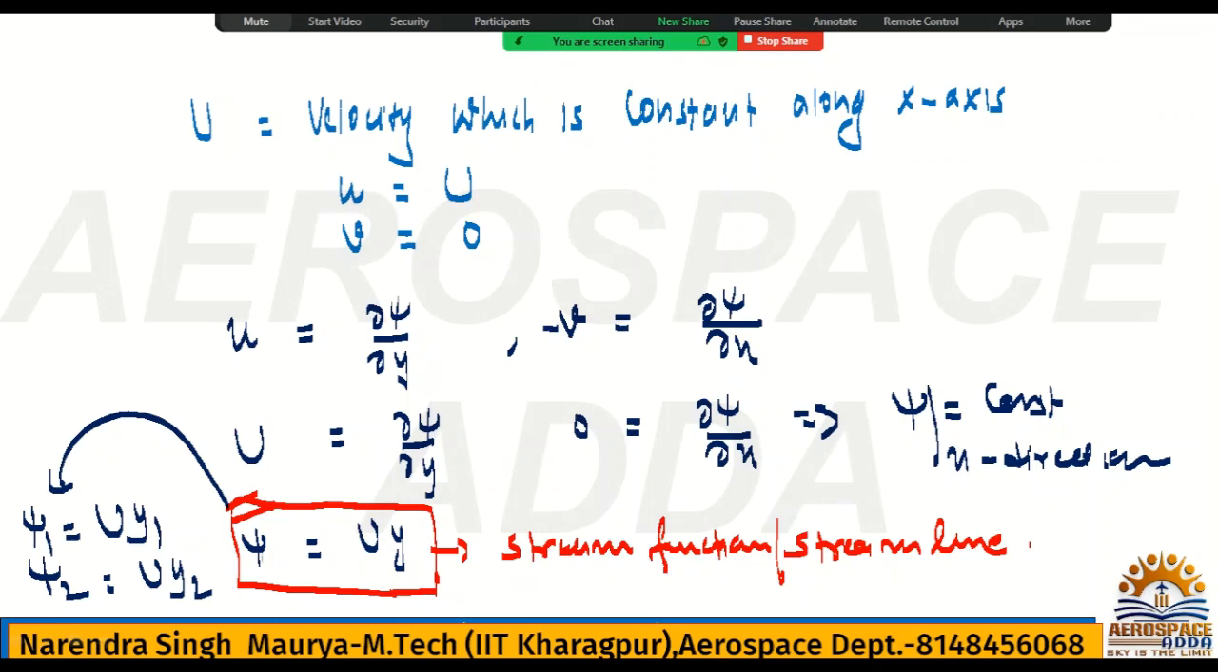Yes or no? Check this streamline. You got this result, right? Psi is equal to uy. So y1, y2, y3, this change in y you will get in the y direction. If you are changing the y value, because u is constant along the x-axis, u is not going to change. So if you change y1, y2, you get psi 1, psi 2, then y3, psi 3, y4, psi 4, because u is constant. So this is the streamline.